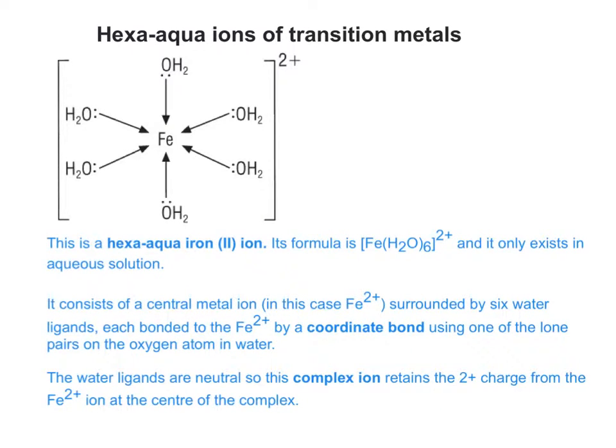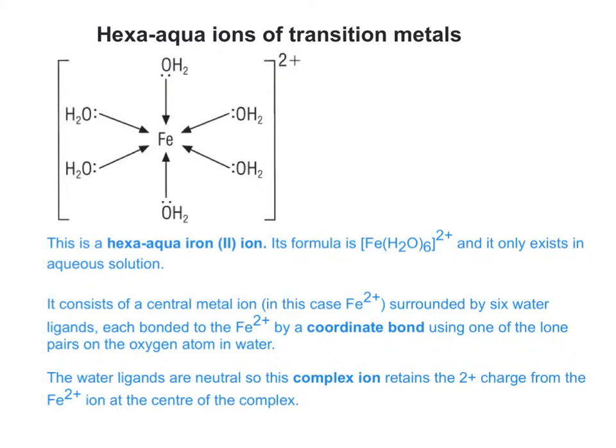So this is a hexa-aqua iron 2 ion. We write its formula with square brackets, with the iron and then in brackets H2O and then a 6 after the H2O. We retain the charge in this case because the water ligands are neutral. So the overall charge is dictated by the 2+ that the Fe2+ ion carries.